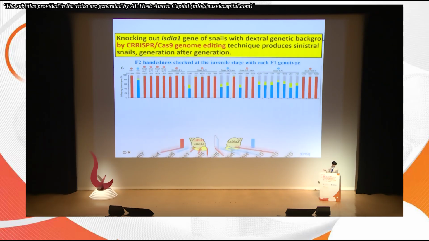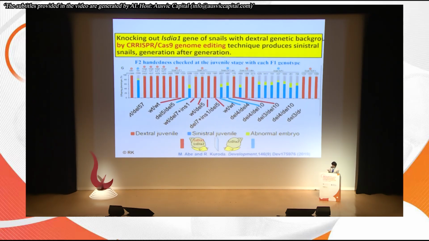Now, look, this is the F1 genotype. The red one is right-handed, and the blue one is left-handed. If both alleles are non-frame shift mutation or wild type, it always produces dextral snails. But if, like here, del3 and del10, because del3 is no frame shift mutation, del4 and del10, of course, both are frame shift mutation, so it produces left-handed snails. So just look at it. If LSTR1 is knocked out and only LSTR2 remains, it becomes a right-handed snail.